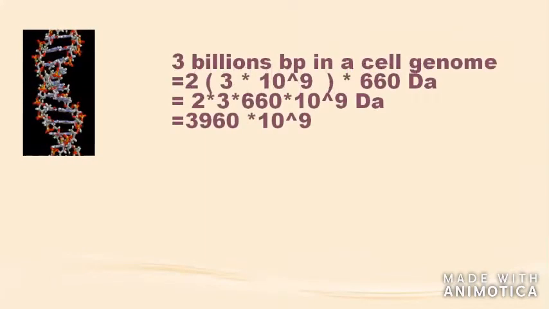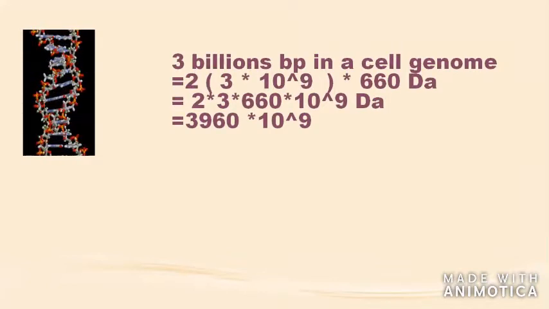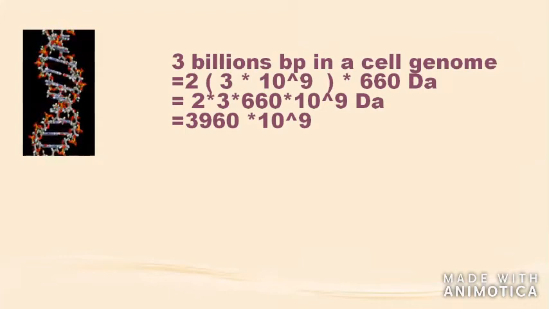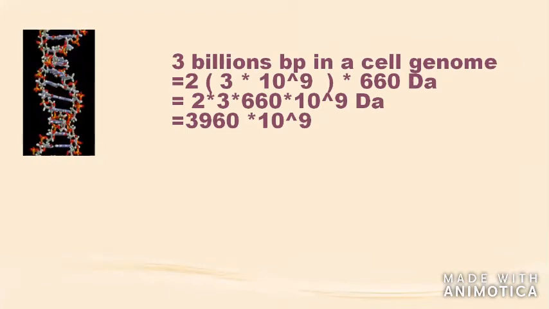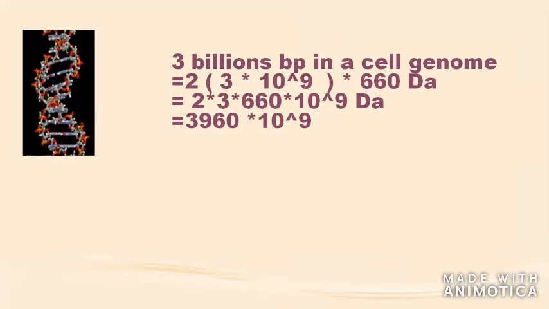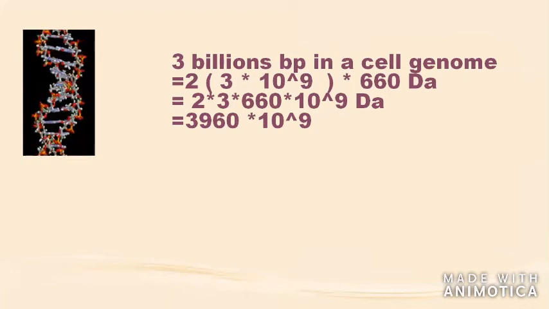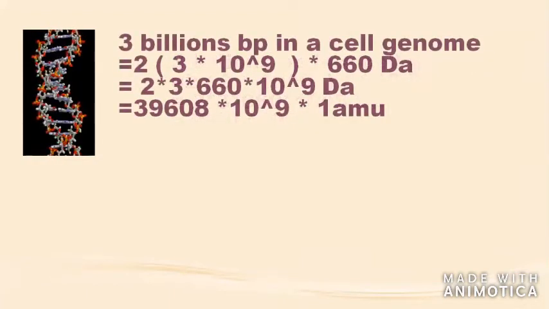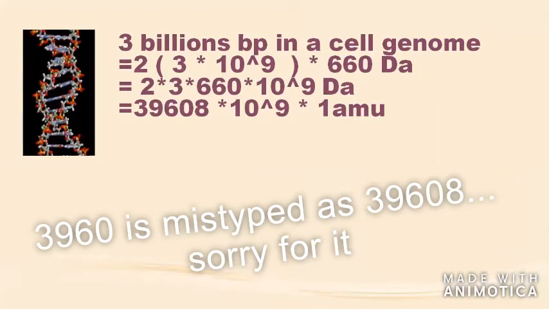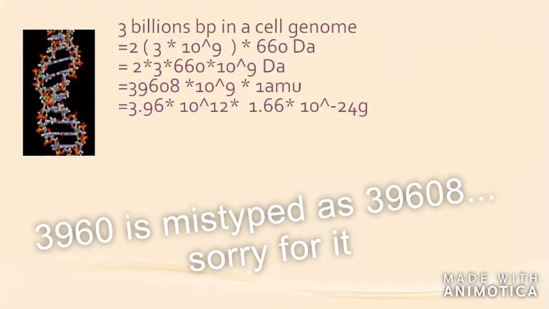Whatever product we get, that is 2 * 3 * 10^9 * 660 Dalton. And we also know that 1 Dalton is nothing but 1 AMU, or atomic mass unit. So altogether we shall get 3960 * 10^9 Dalton. And again we have to multiply with 1 AMU to have the value in grams.